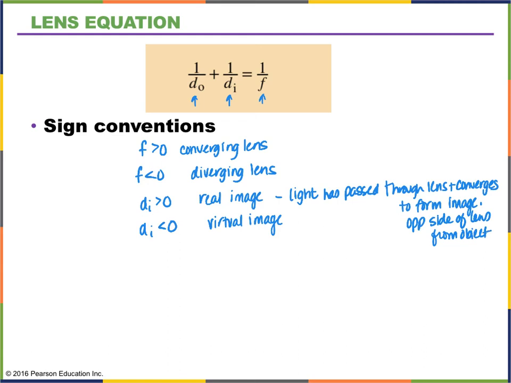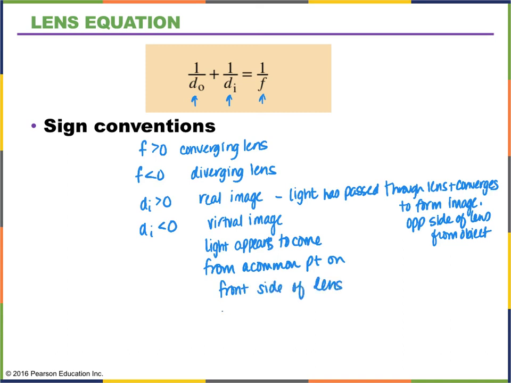For the virtual image, the light appears to come from a common point on the front side of the lens. The image is on the same side as the object.